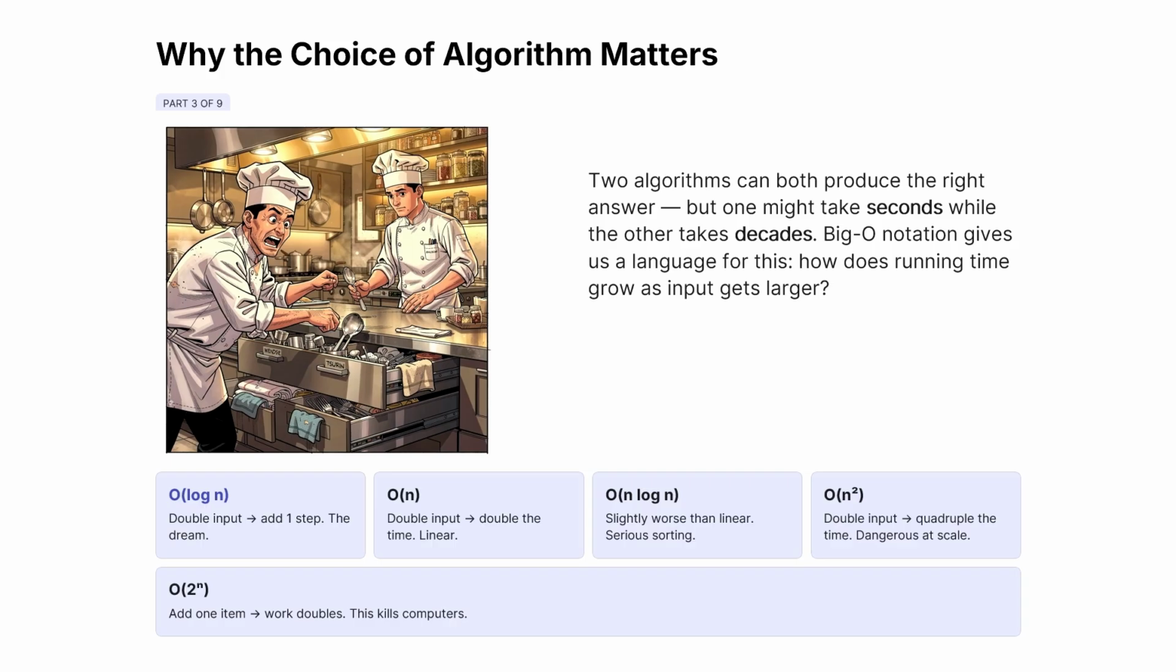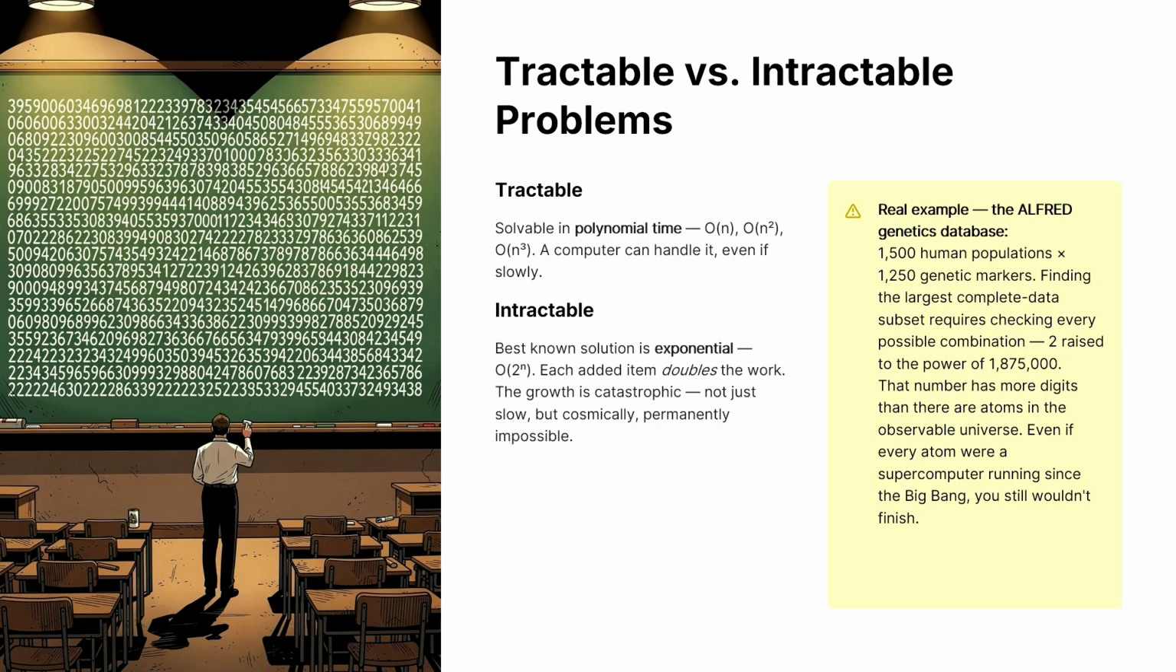O of log n. Logarithmic. This is the dream. Double the input, add just 1 extra step. O of n log n, log linear. Slightly worse than linear, but massively better than quadratic. The sweet spot for serious sorting. O of 2 to the power of n. Exponential. Add 1 item to the input, and the running time doubles. This one kills computers.